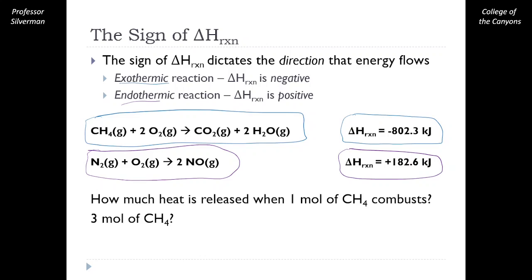This top reaction says 1 mole of CH4, that is methane, produces 802.3 kilojoules worth of energy. Likewise, if you combust 2 moles of oxygen, you're also going to produce 802 kilojoules of energy. Or when we create 1 mole of CO2, we create 802 kilojoules worth of energy. Or when we create 2 moles of water, we also create that much energy.